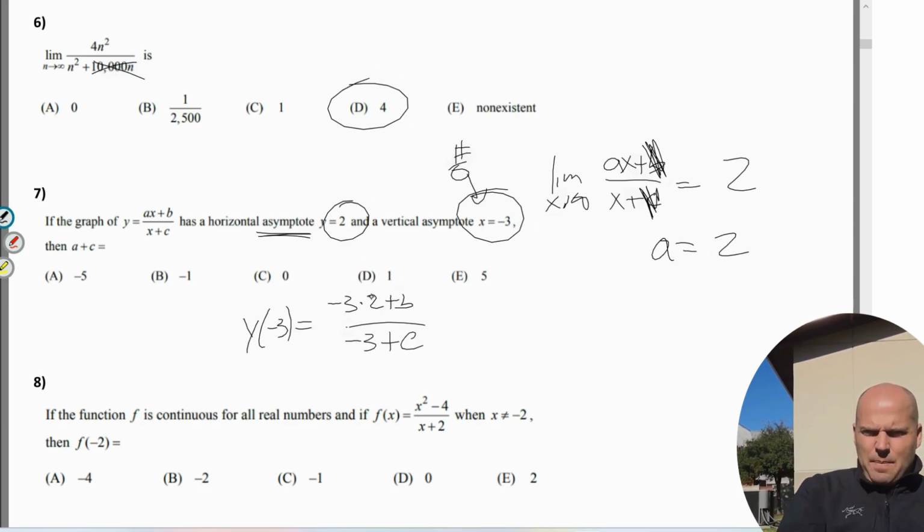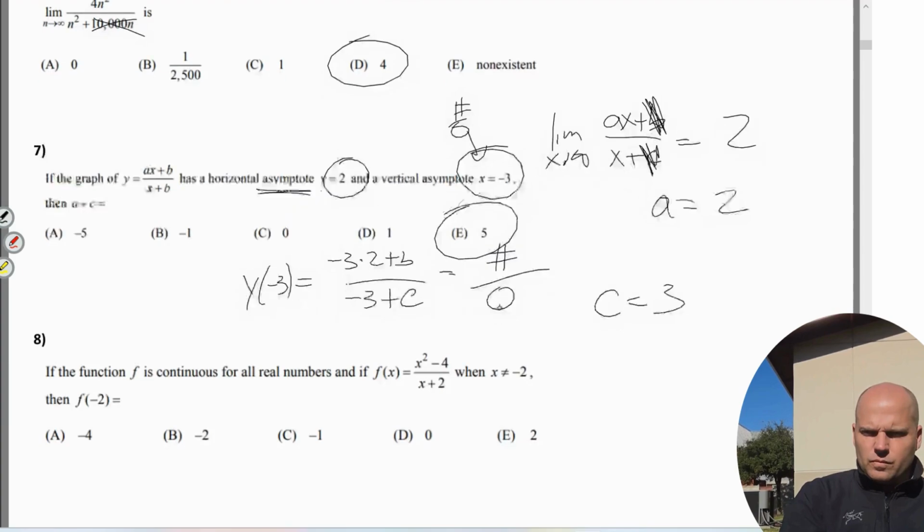Well, the top is going to be just something. It's going to be a number. The bottom will be 0 if c is 3. 3 plus 2, 5.